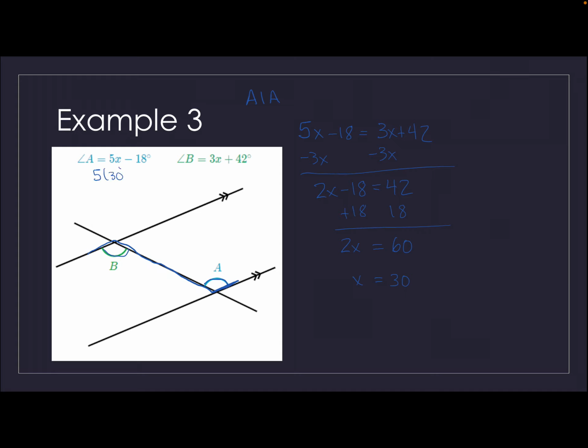So we get 5 times 30 minus 18. That is 150 minus 18, which is 132 degrees. And then 3 times 30, which is 90, plus 42 is also 132 degrees. So because both of our alternate interior angles are 132, that makes sense. Also, if you look at the angles, 132 is an obtuse angle, and the angles that we have drawn look to be obtuse. So that's another way of verifying that our answer is correct.